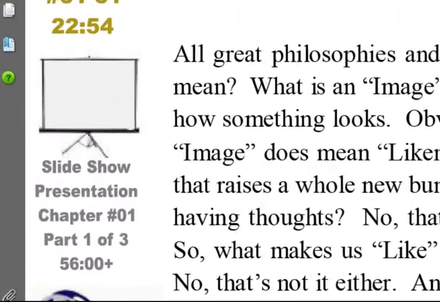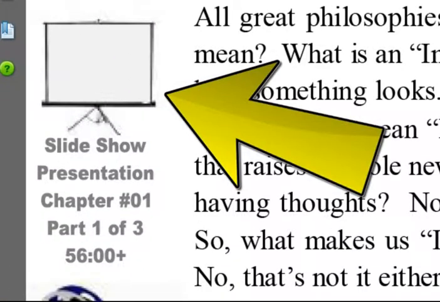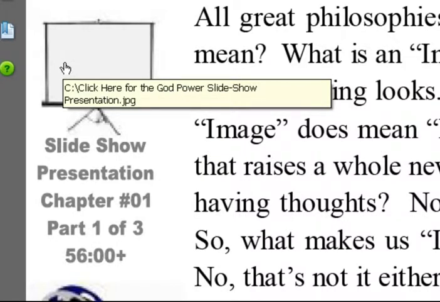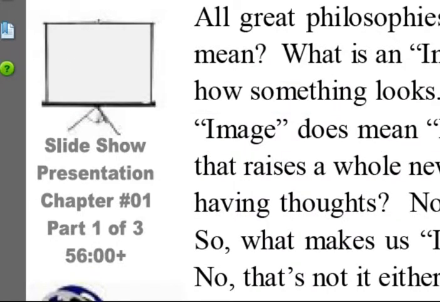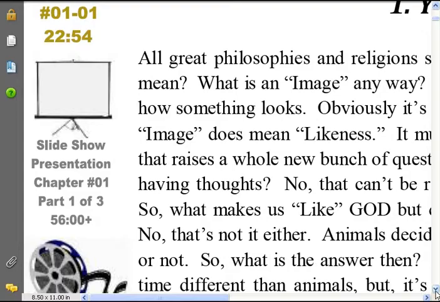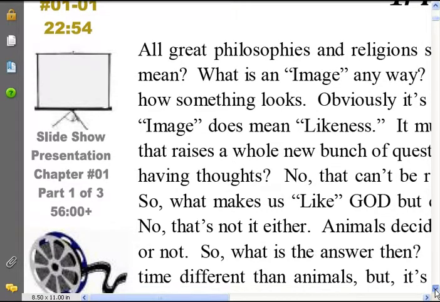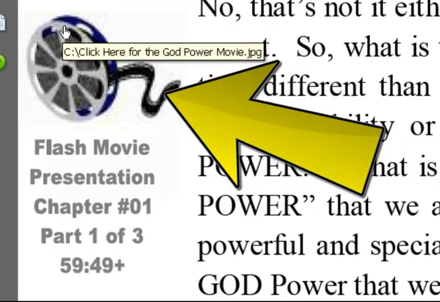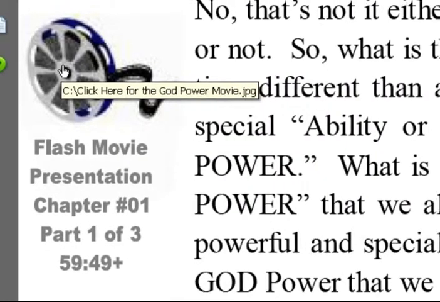Next, we have the slideshow icon that will play the slideshow for this part of the book. I won't click on it right now because it will open up to the full screen, which is much larger than this help video. The next icon is a movie reel. This is the flash movie version of the book. Let's click on it to see how it works.